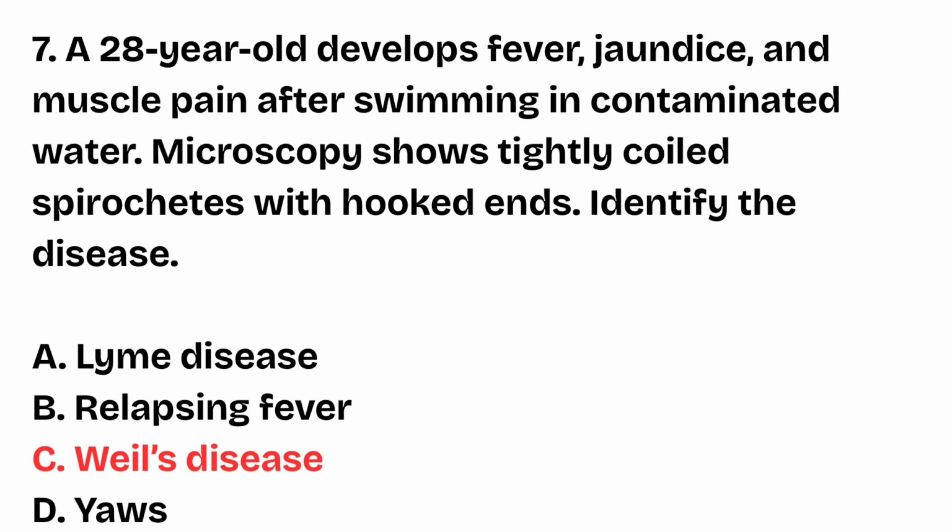The description of tightly coiled spirochetes with hooked ends points to Leptospira interrogans. Severe infection causes Weil's disease, characterized by fever, jaundice, renal failure, and muscle pain, often after exposure to contaminated water.